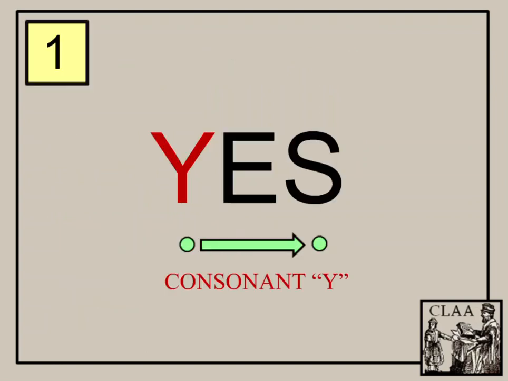The first sound made by the English letter Y is the sound of the consonant Y. Y, y, y. Let's read this word with the sound of the consonant letter Y. Y. Yes, yes, yes.